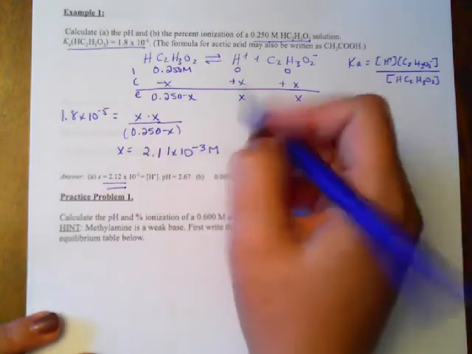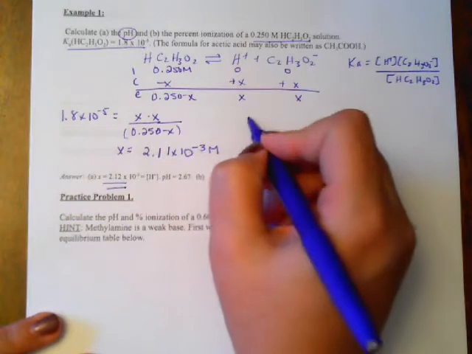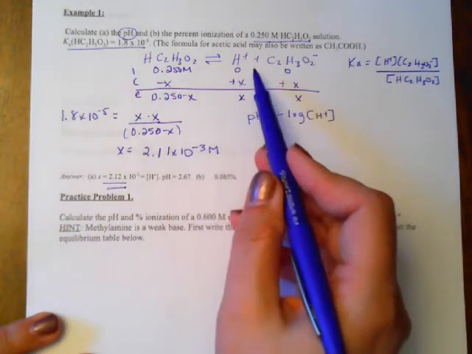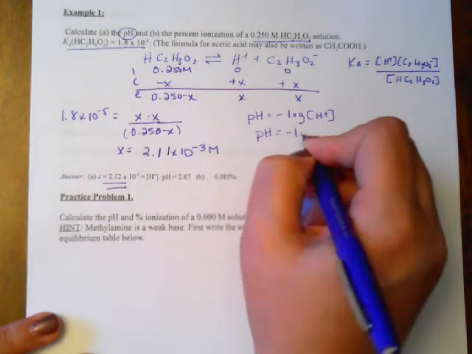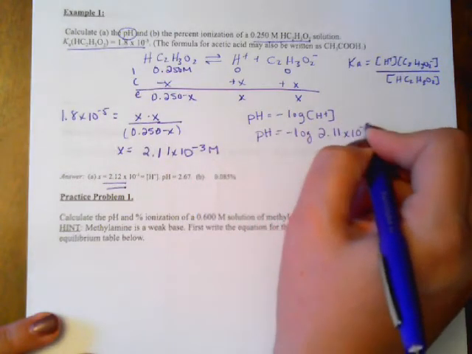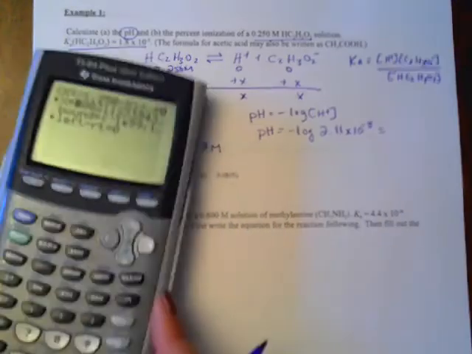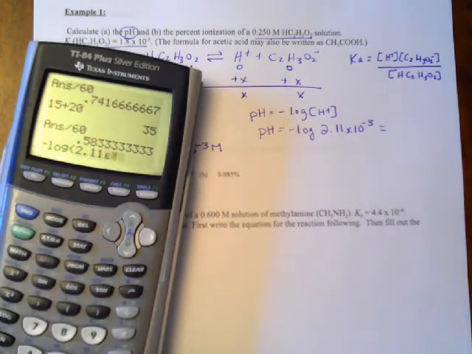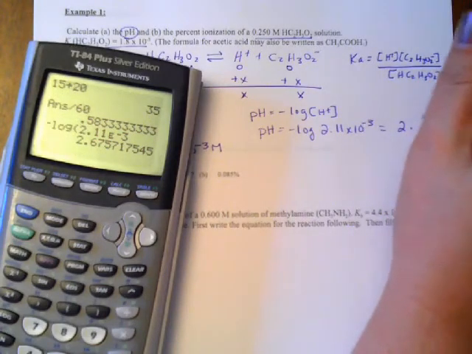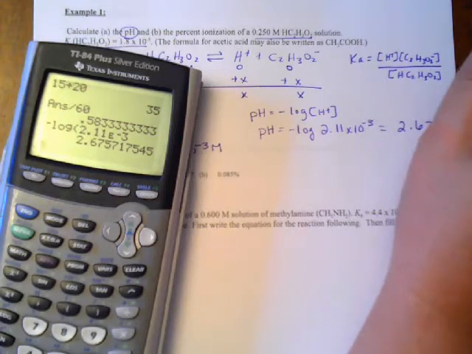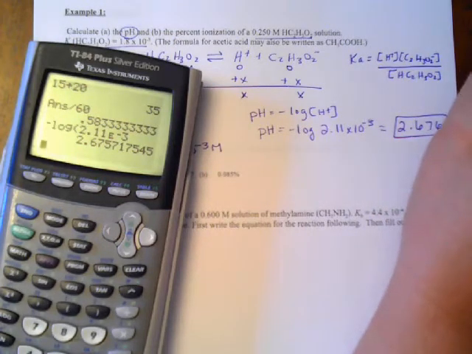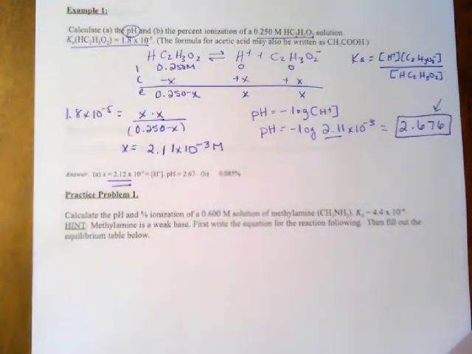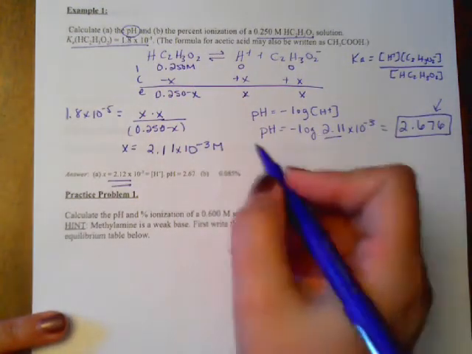Alright, so now that we know that our x concentration is 2.11 times 10 to the minus 3, what does that mean? Well, remember, we want to find the pH, and the pH, if you recall, is the negative log of the hydrogen concentration. Since x is the hydrogen concentration, to find the pH, we take the negative log of 2.11 times 10 to the minus 3. So we put that into our calculator and we get 2.676. And remember, the significant figures for your concentration tell you how many places past the decimal in your pH.